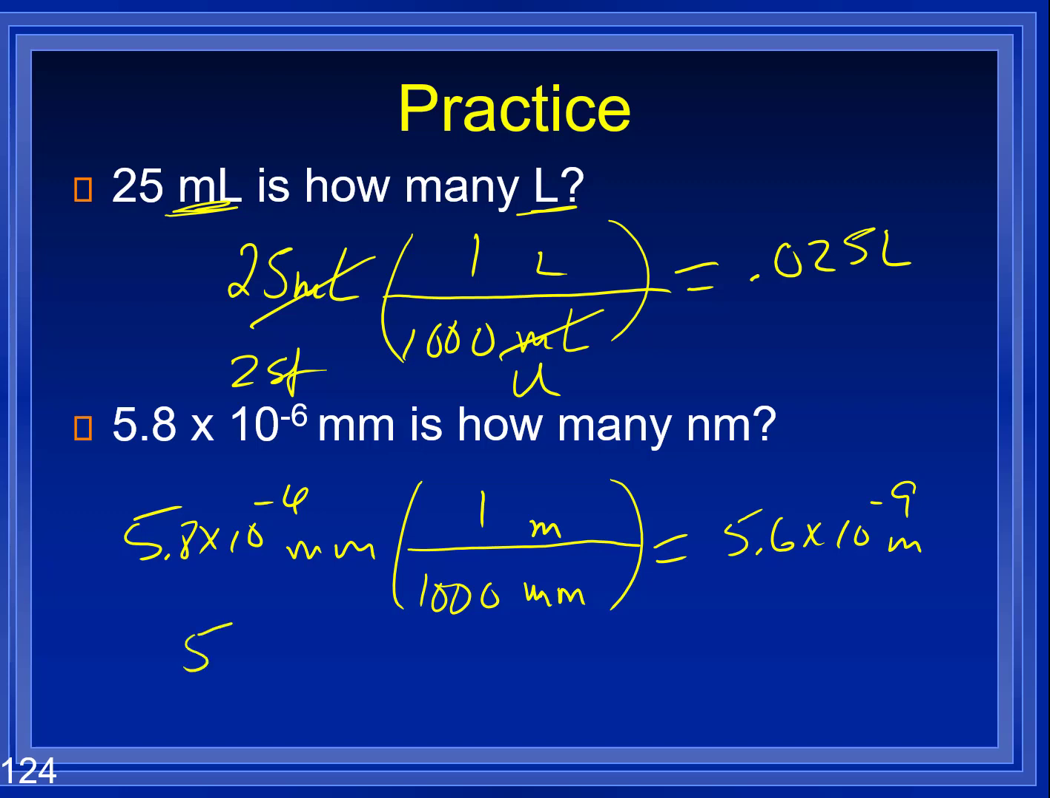And then I could take that 5.6 times 10 to the negative 9th meters, and I could use another conversion factor. My next conversion factor, what unit do I want to get rid of? I want to get rid of meters, so it goes on the bottom. What can I turn meters into?